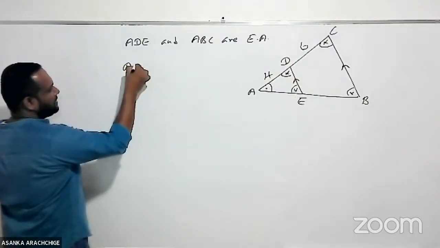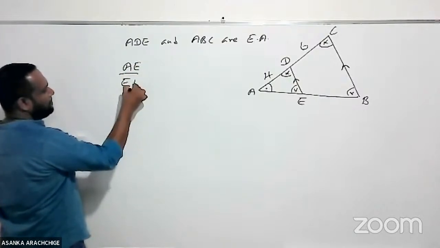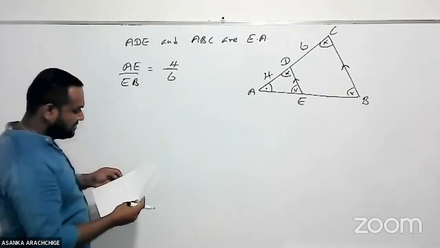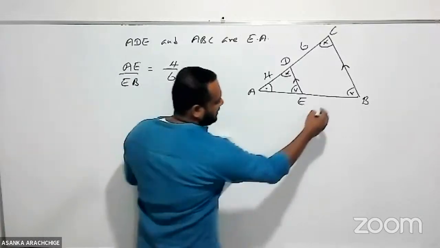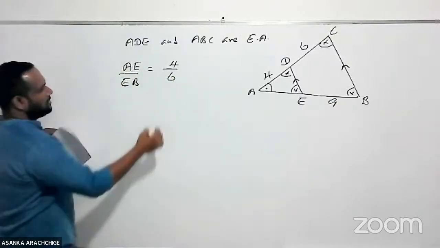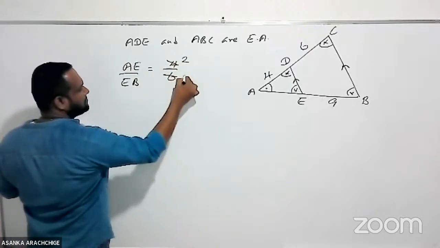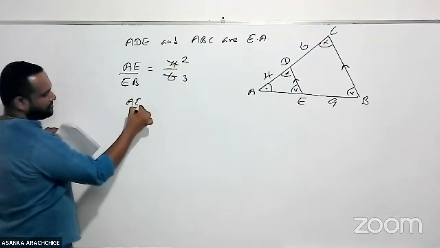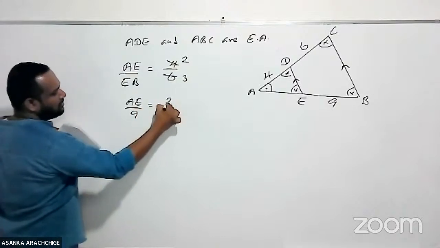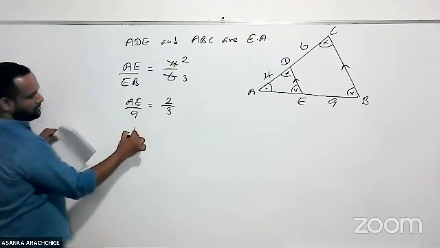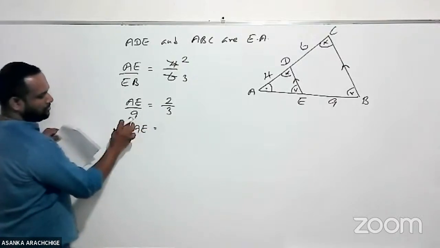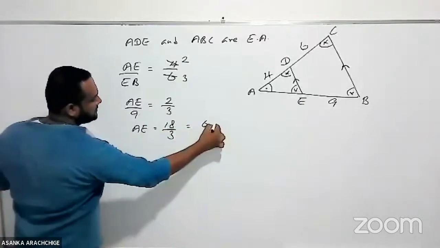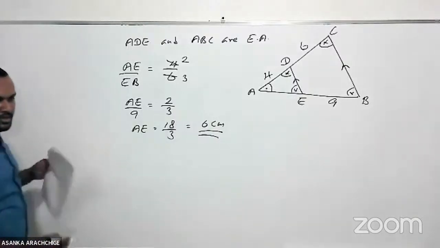You can write AE upon EB must be equal to 4 upon 6. We are given BE is 9. Here, 2 times 2, 2 times 3. So, AE upon 9 is equal to 2 upon 3. Therefore, AE is equal to 9 times 2, 18 upon 3, which is 6 centimeters. Got it?